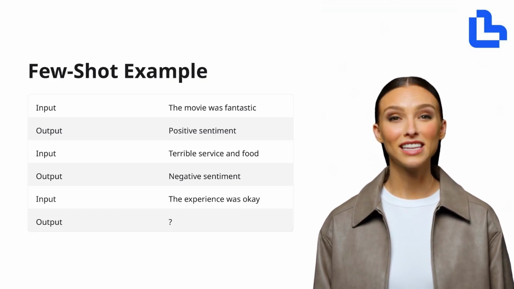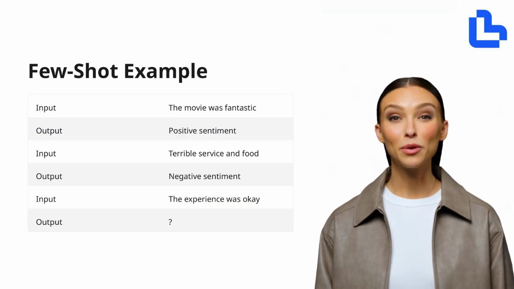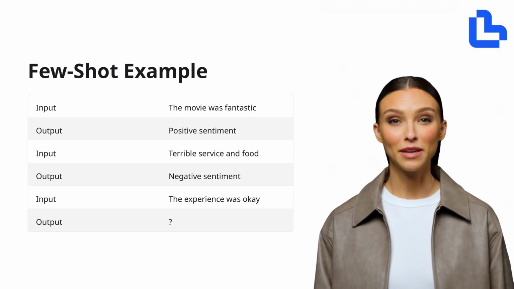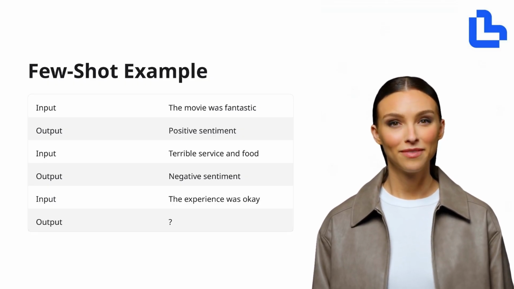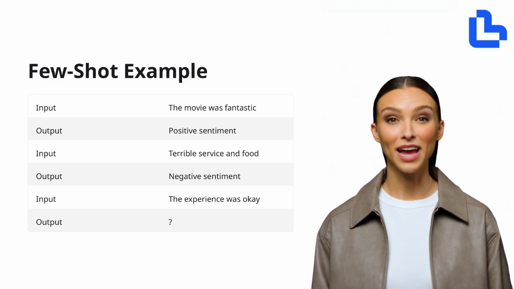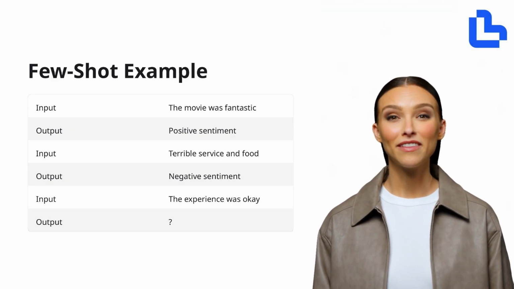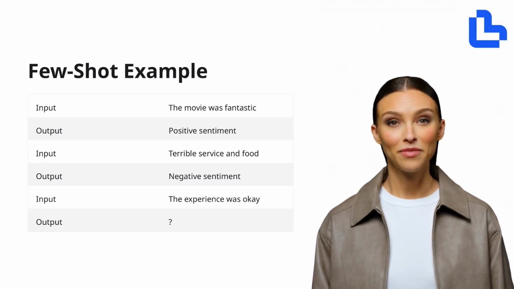Imagine you're building a sentiment analysis tool. You want the AI to classify whether a statement expresses a positive, negative, or neutral sentiment. Instead of just telling the AI to analyze sentiment, you give it a few examples to follow. This is where few-shot prompting shines. Here's how the prompt might look.